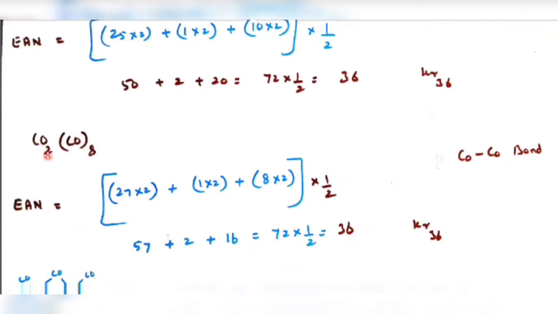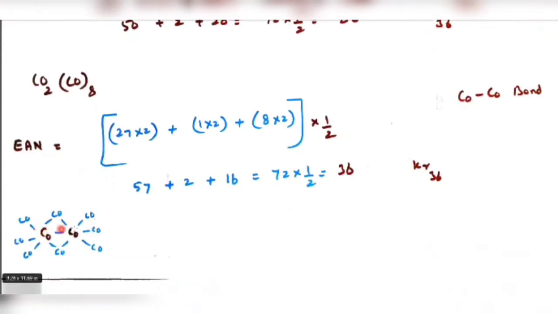Now Co2(CO)8. For the structure you just see Co, Co. Here CO, C triple bond O, six times, but it has bridge carbonyls. So what between these two? C double bond O, C double bond O.